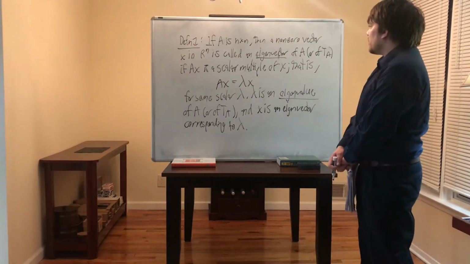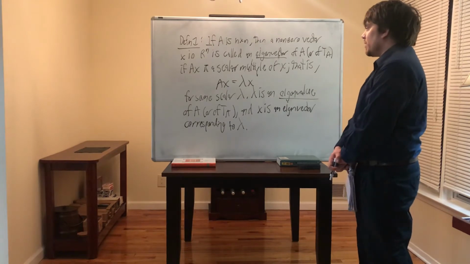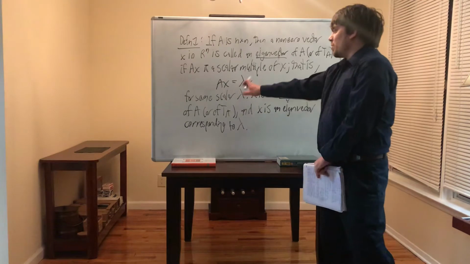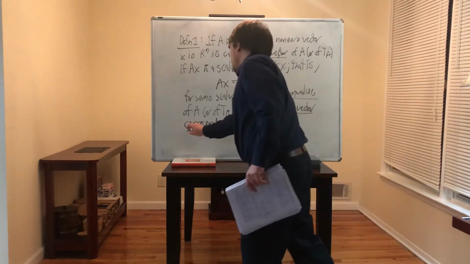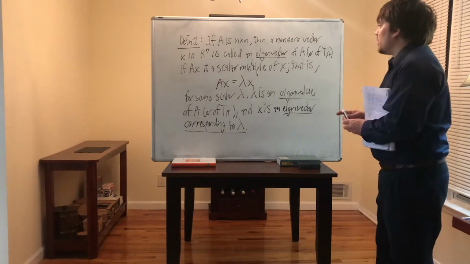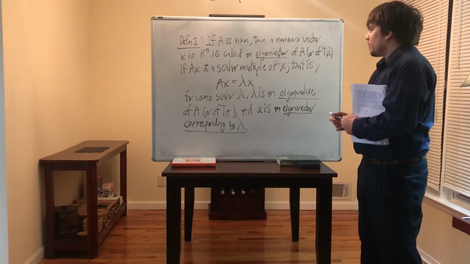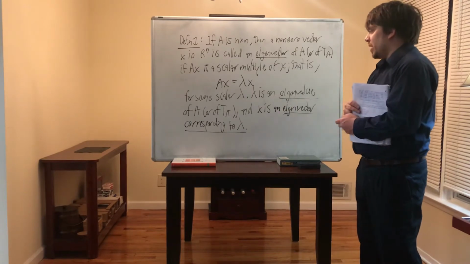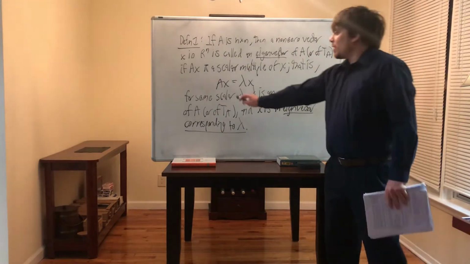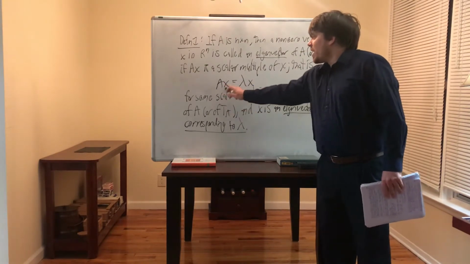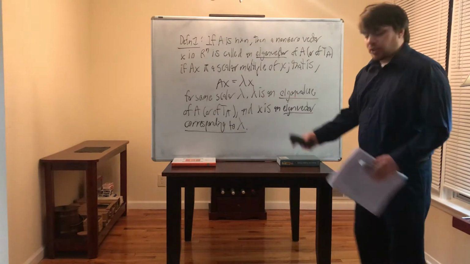Okay, so definition 1. If A is an n by n matrix, then a non-zero vector x in Rn is called an eigenvector of A or of T sub A if Ax is a scalar multiple of x. That is, Ax equals lambda x for some scalar lambda. Lambda is an eigenvalue of A or of T sub A, and x is an eigenvector corresponding to lambda. So this is the definition of an eigenvector of a matrix A: a vector x such that Ax equals lambda x for some scalar lambda. We'll keep going.